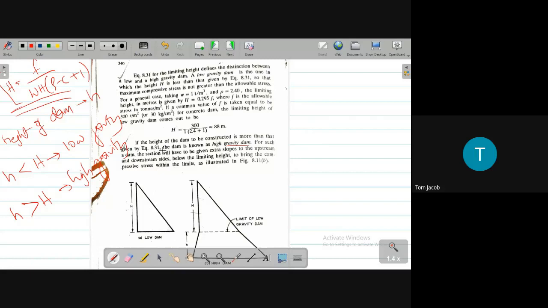That is an undesirable condition, and for such a dam, the section will have to be given extra slopes on the upstream side. Here, as we can see, this is the upstream. An extra upstream projection should be given so that the compressive stress comes within the limits. When we provide an additional section towards the upstream side, the compressive stress decreases. You don't have to go that deep into the subject. Just understand that to decrease the compressive stress, we provide extra section here, like this.